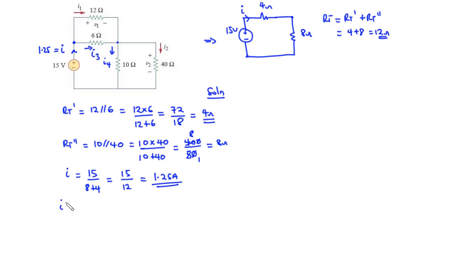So for current I1, that is equal to, using the current division rule, we are going to have the value of this resistor, 6, divided by the sum of the two resistors times the current approaching the junction or the node, which is I, that is 1.25 amperes. And so when you do your calculation, you realize that you have I1 to be 0.4167 amperes. So that is the current flowing through the 12 ohms resistor.